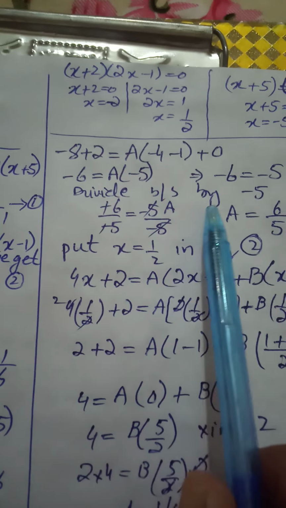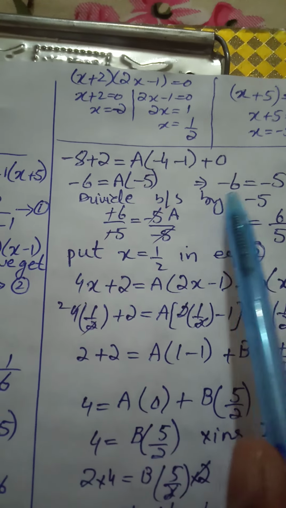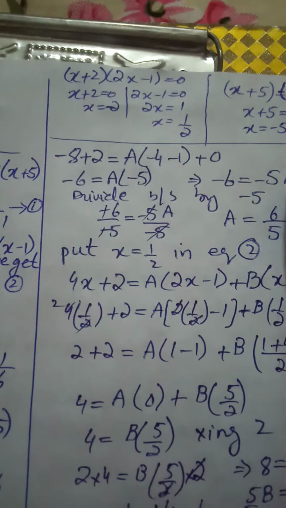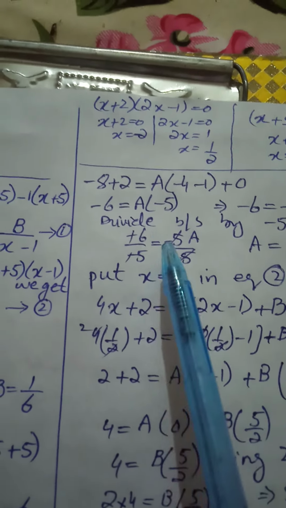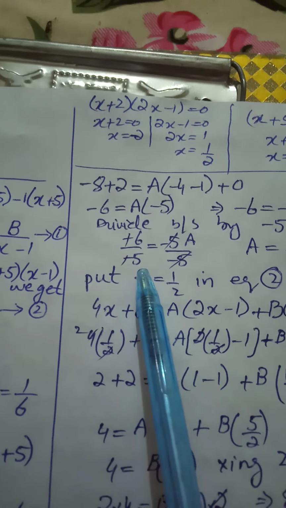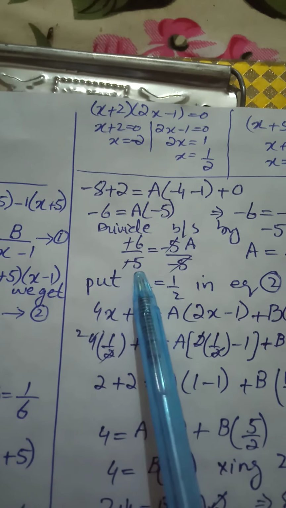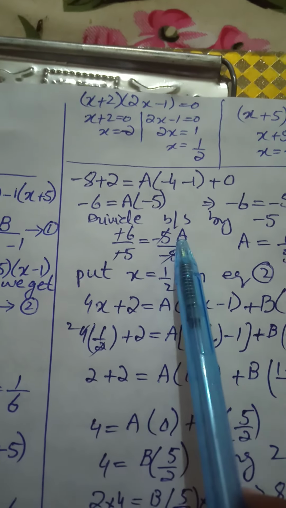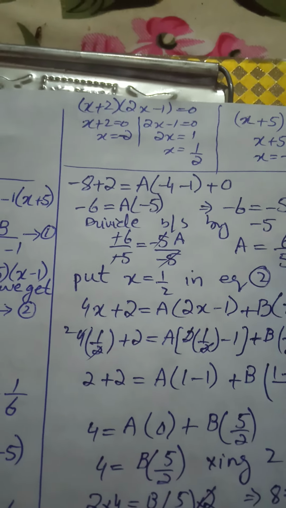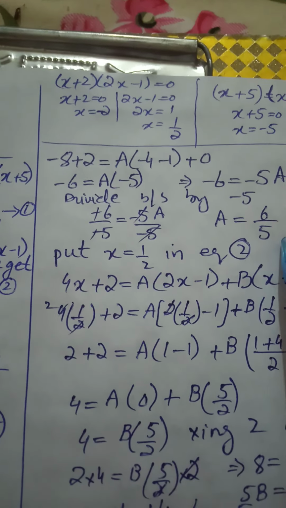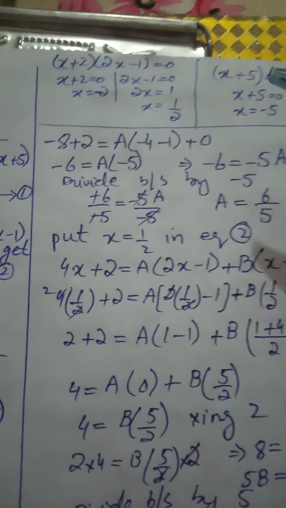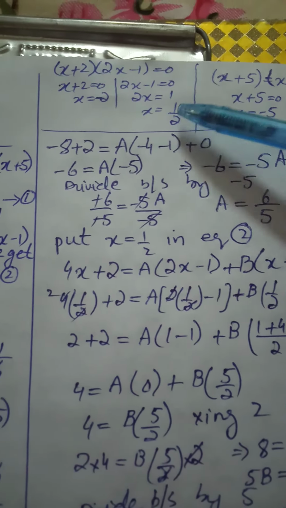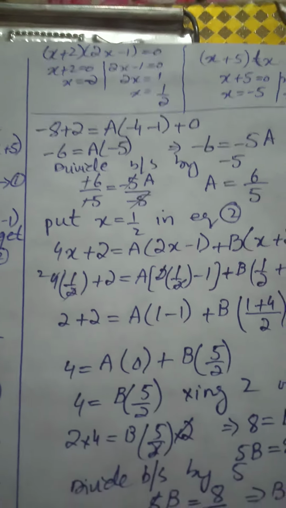Now divide both sides by minus 5. Here we can divide minus 5 on both sides. So minus 5 will be cancelled, minus minus will be finished. 6 by 5 equal to a, or a equal to 6 by 5. This is the value of a. Now we can put this value x is equal to 1 by 2 in equation 2.